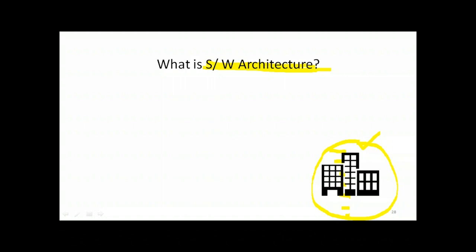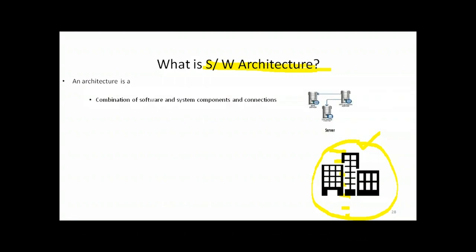Just like for your house, you have an architecture, a diagram. Similarly, for building the software as well, you have a software architecture. So what is an architecture? It is a combination of software, a combination of system components, which we also call hardware, and the connections.